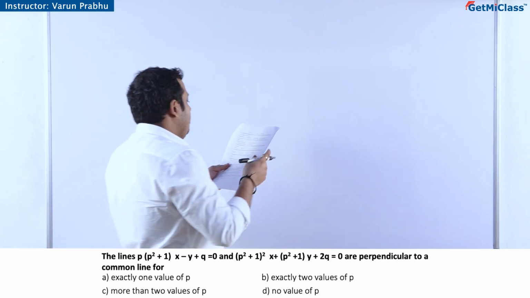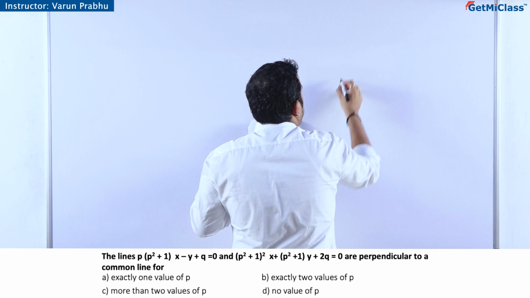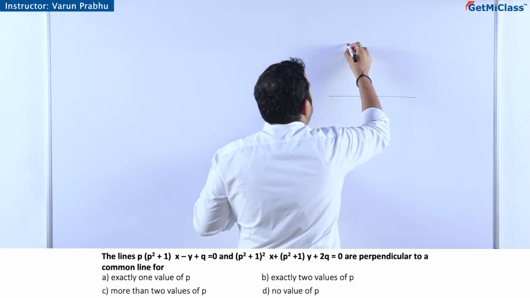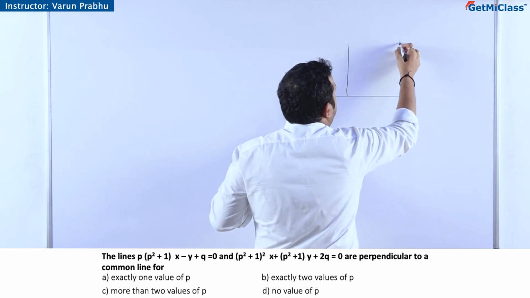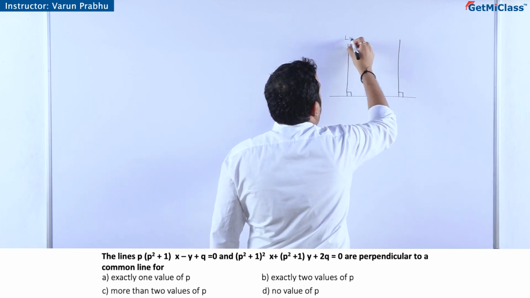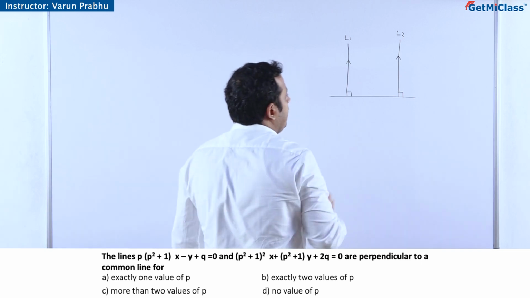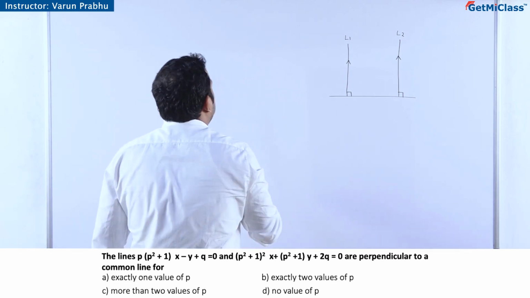It's told in the problem that there is a common line like this, and the two lines, L1 and L2, are perpendicular to a common line. This implies to me that L1 and L2 should be parallel to each other, right?